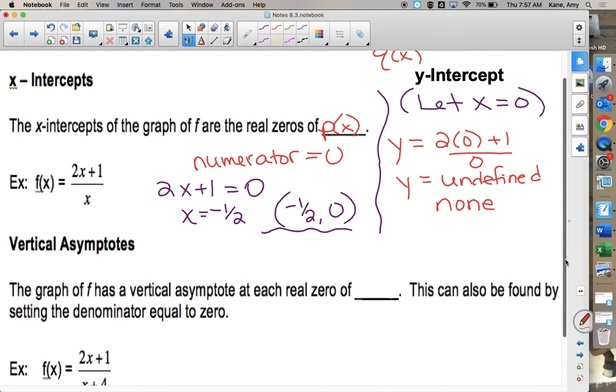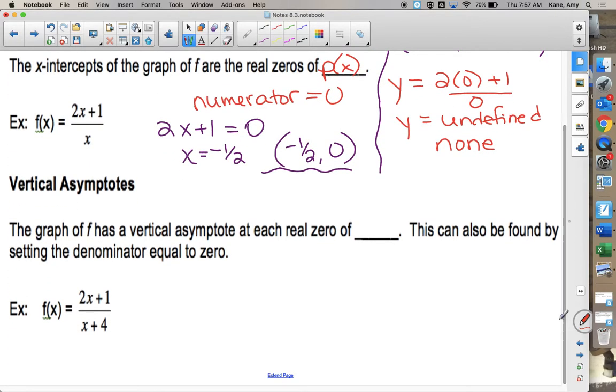The other things we're going to find would be the asymptotes, which we've been talking about. It says the graph of f has a vertical asymptote, which we're going to call the VA to abbreviate it, at each real zero of q of x. That's really the denominator.